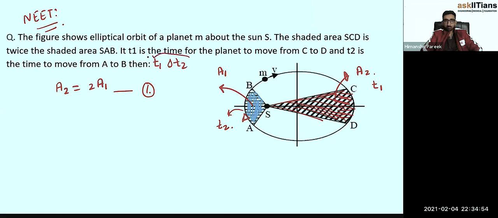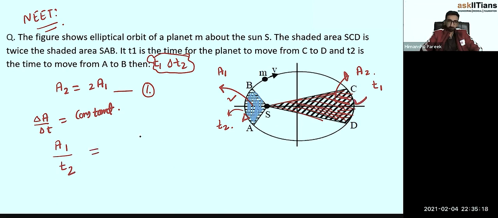T1 and T2 relation we have to figure out. Very simple. As I told you, the areal velocity remains constant. Areal velocity is the area covered per unit time. So if you look at this area, the area is A1 and the time taken is T2. For this second area, the area is A2 and the time taken is T1.